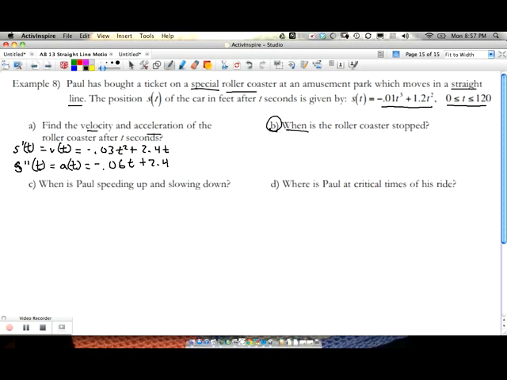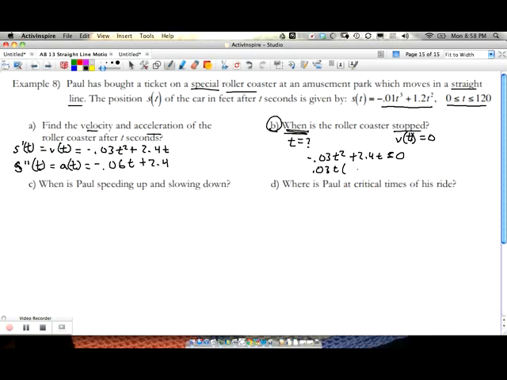Okay, first question, part B, when? When means t equals something. When is the roller coaster stopped? In other words, t equals what when the velocity equals 0. So let's take our velocity, set it equal to 0, and solve for t. So we're going to have negative 0.03 t squared plus 2.4 t equals 0. Well, there's two times when this happens. Right at the beginning, when t equals 0. But if we factor this, we could find the other one as well. So I'm going to factor out a 0.03.